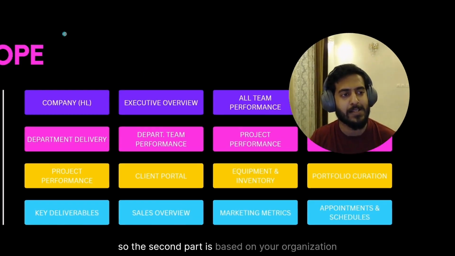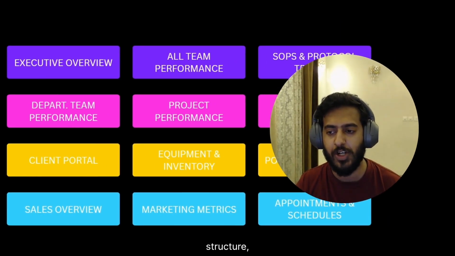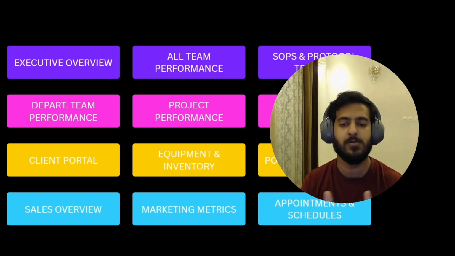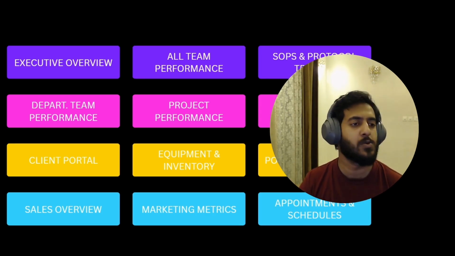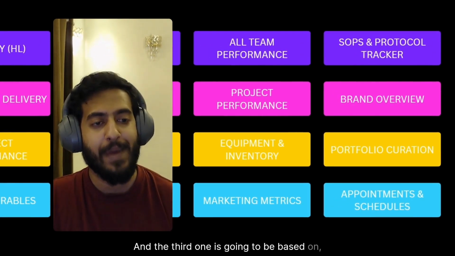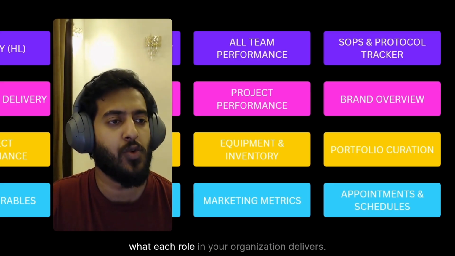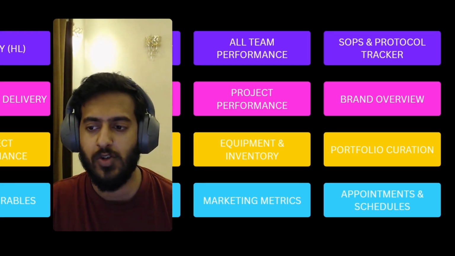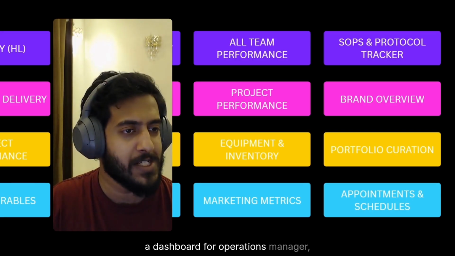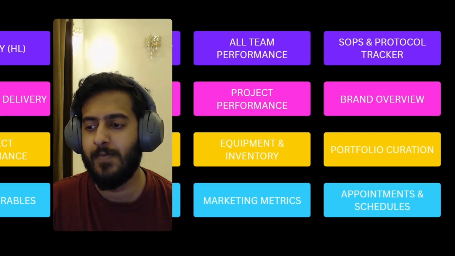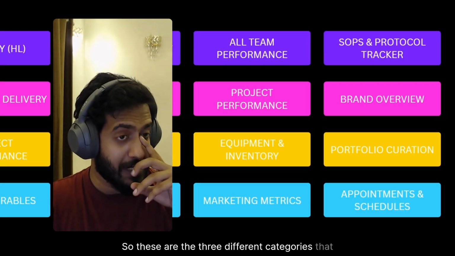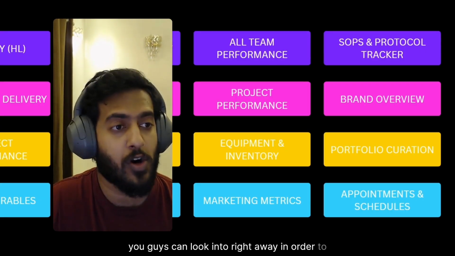So the second part is based on your organization structure, based on different departments: supply chain, tech, marketing, sales, whatever departments you have. And the third one is based on what each role in your organization delivers. So, a dashboard for a marketing manager, an operations manager, an ads manager, a supply chain officer, an executive, a C-level executive. These are the three categories you can look into right away.